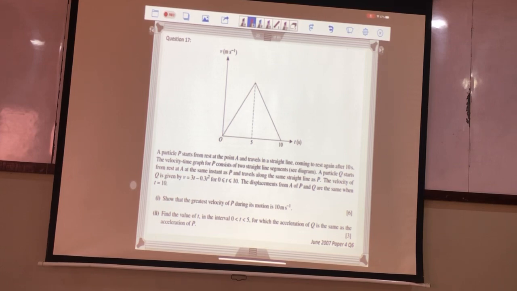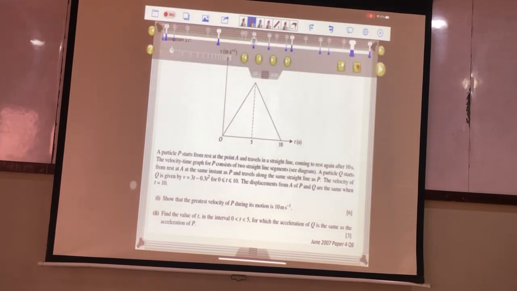That means they're going to take the same time, and in that same time interval, they will be at the same place with respect to A. Show that the greatest velocity of P during its motion is 10 meters per second. Now the greatest velocity is occurring at 5 seconds, but we cannot see it because we don't have any extra information to find it. If I have the distance covered during these 10 seconds for particle P, I can use area under a graph and find the value of V.